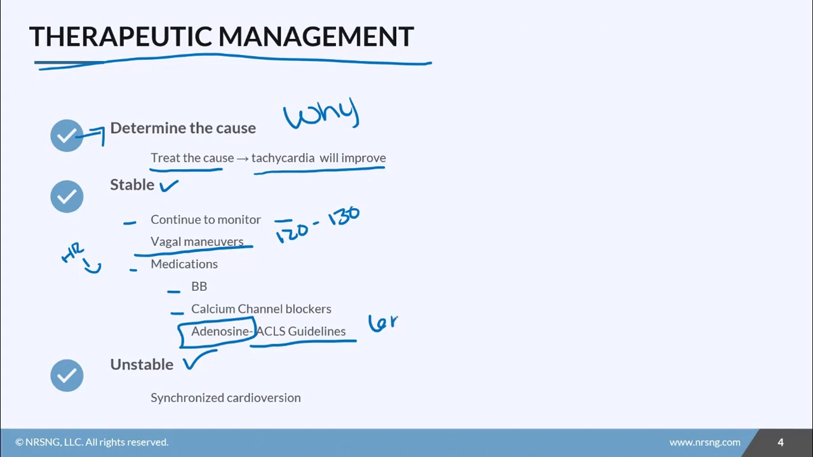Usually we would start out with 6 milligrams of adenosine. And what this does is it tremendously slows down the heart rate or stops it completely. So when it starts back up again, it tries to start it at a normal rate of about 60 to 100. Now, if one dose of adenosine doesn't work, then we do it again. And the second time we do 12 milligrams. So hopefully the second dose will work. If not, or if our patient is unstable, then we got to do a synchronized cardioversion.